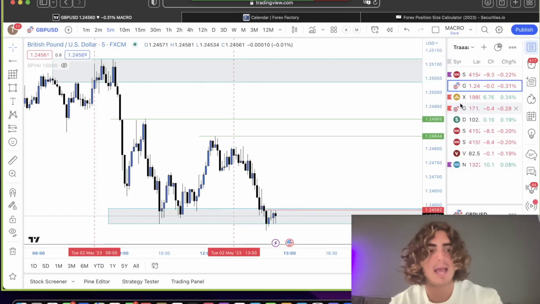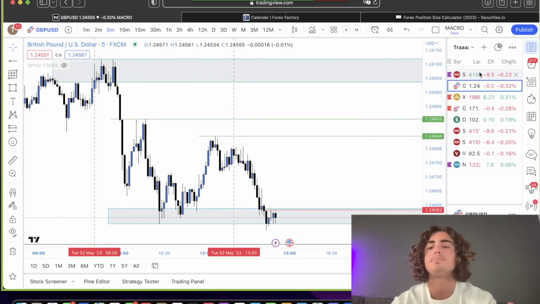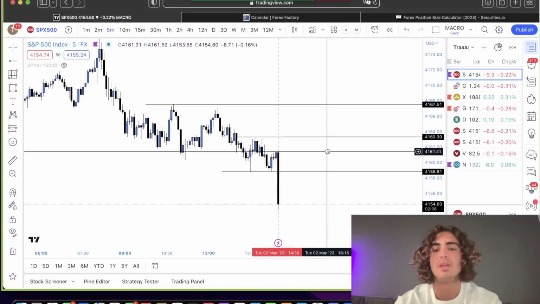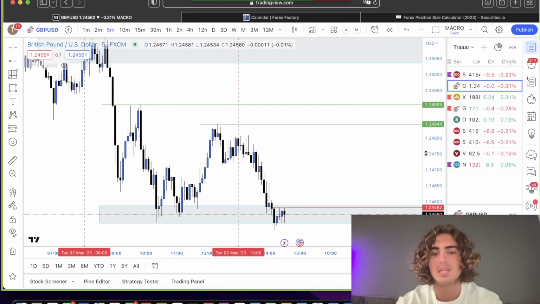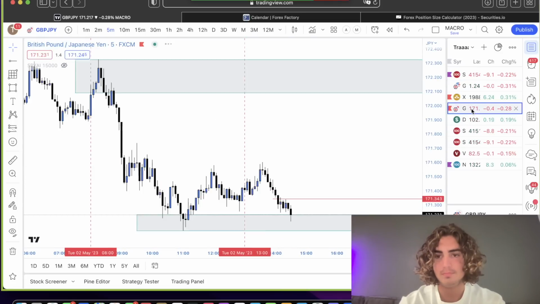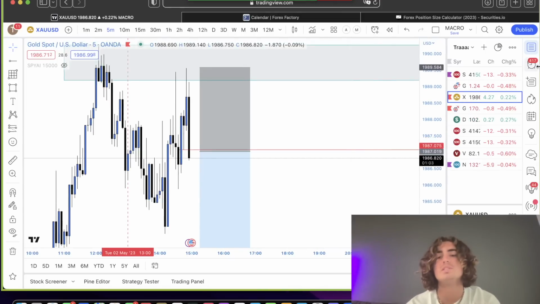Yo, I'm not gonna lie, guys. We have like 3 potential setups on Forex. I think I'm just going to completely avoid the S&P today because we have JOLTS opening and then FOMC tomorrow. I think I'd rather just do pure Forex today. This is what I'm looking at.